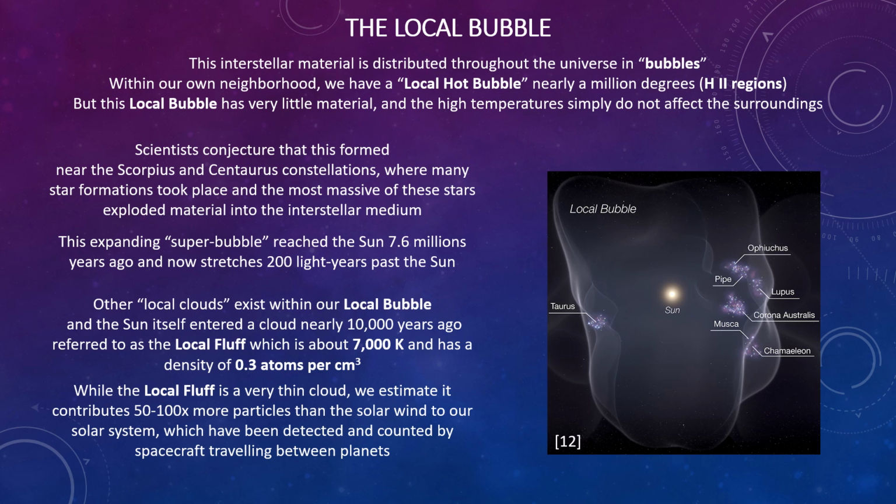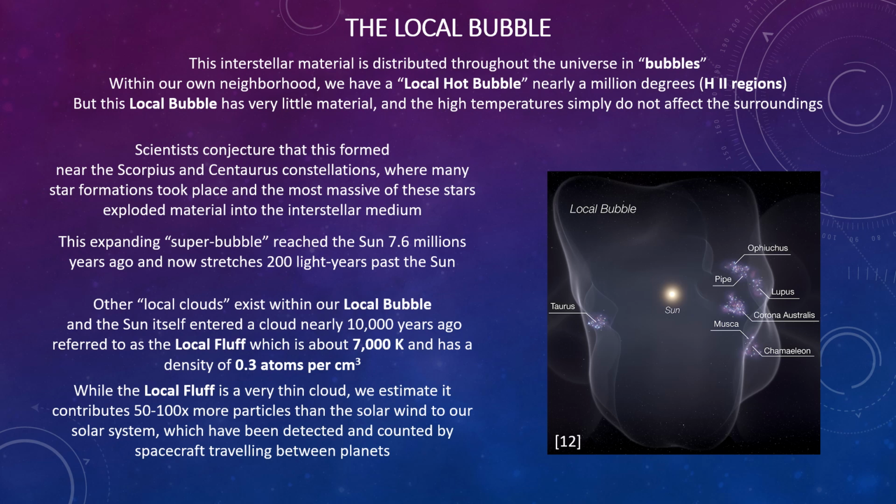Other local clouds exist within our local bubble, and the sun itself entered a cloud nearly 10,000 years ago, which is referred to as the local fluff, which has an average temperature of about 7,000 Kelvin and a density of about 0.3 atoms per cubic centimeter. While the local fluff is a very thin cloud, we estimate it contributes 50 to 100 times more particles than the solar wind to our solar system, which have been detected and counted by spacecraft as they travel between the planets.